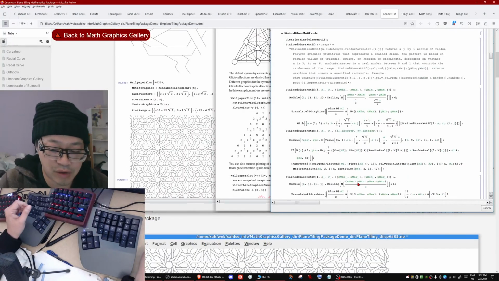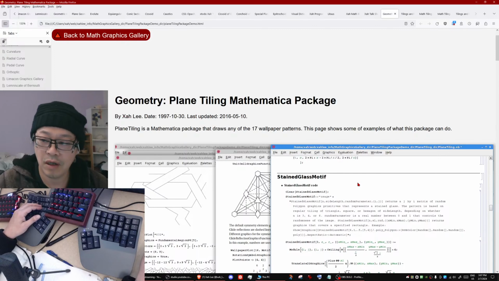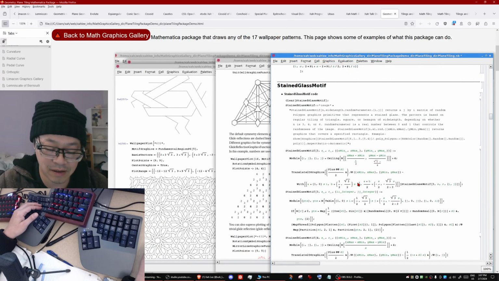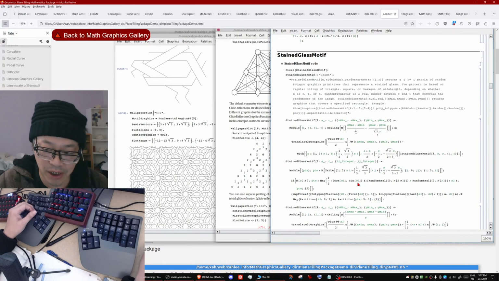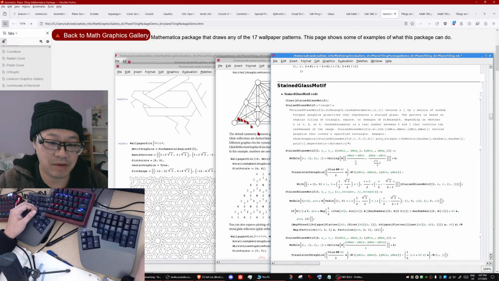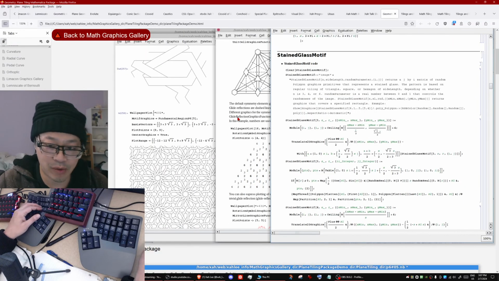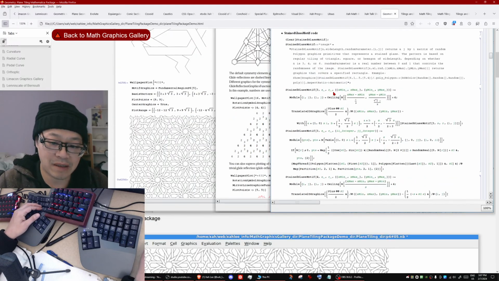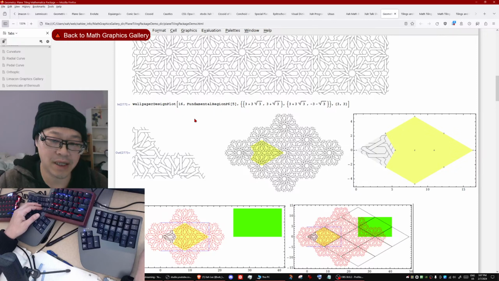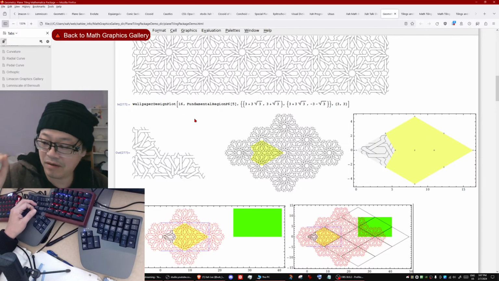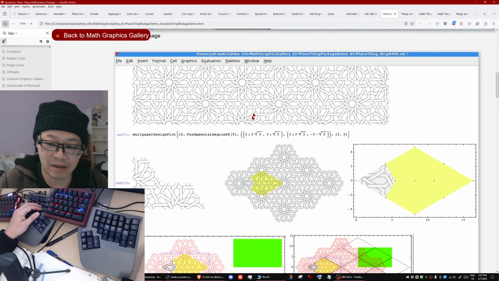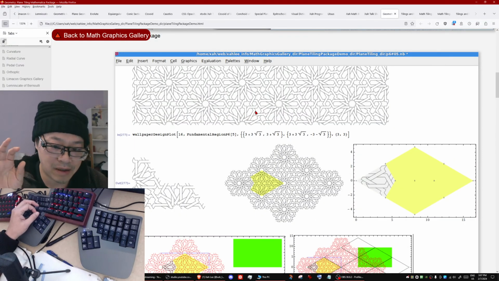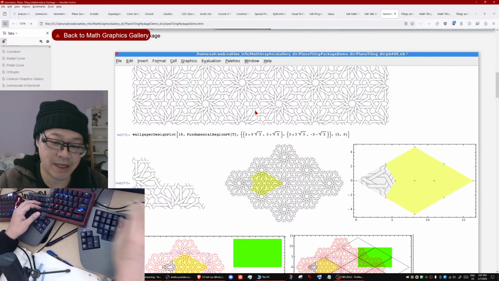Today we are going to code Wolfram language on plane tilings, a mathematics and geometry topic. So you see, this is a Wolfram language Mathematica notebook that creates tilings, the decorative patterns. There are many aspects of tilings. You can think of it as the mathematical aspect of decorative tilings.